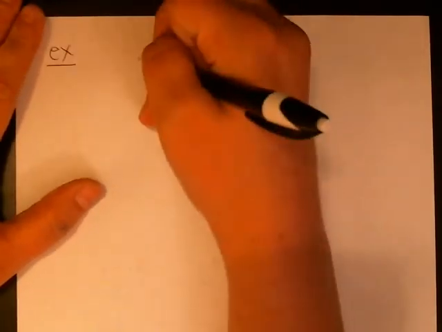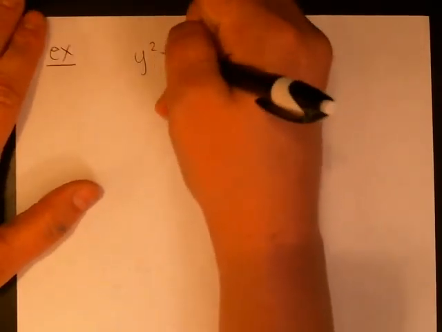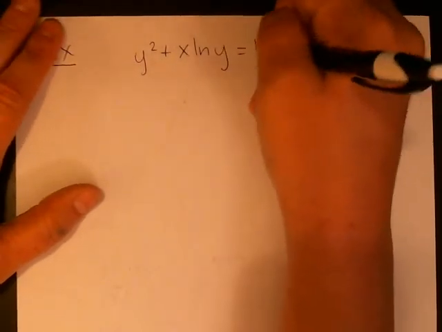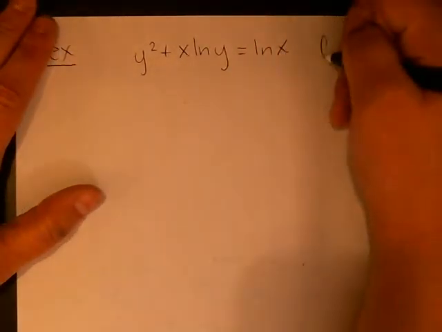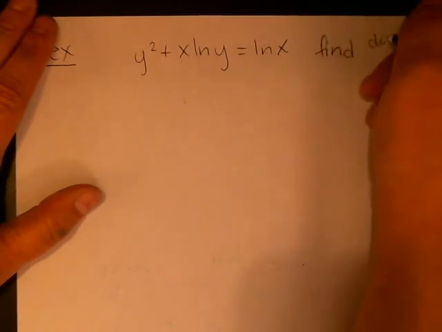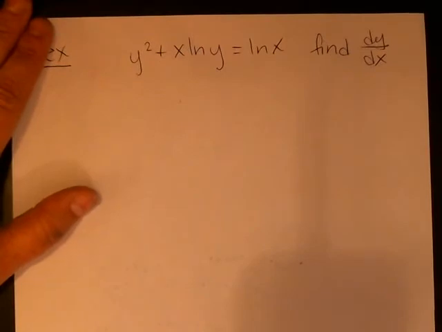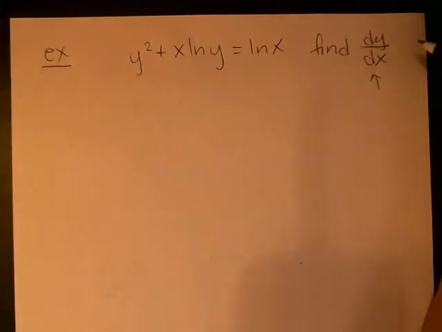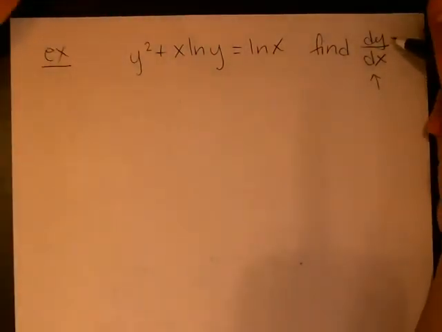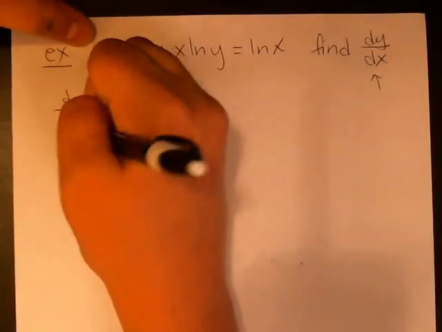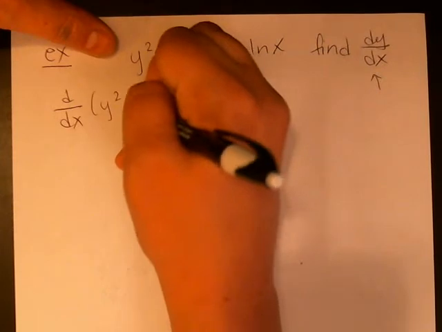So let's say we have y squared plus x ln y equals ln x, and we want to find dy dx. Okay, so again, this should really give you a clue as to what's a function and what's a variable. So y is supposed to be like the function, more than just a variable, and x is just a plain old variable. So we're going to take derivatives with respect to x of both sides.